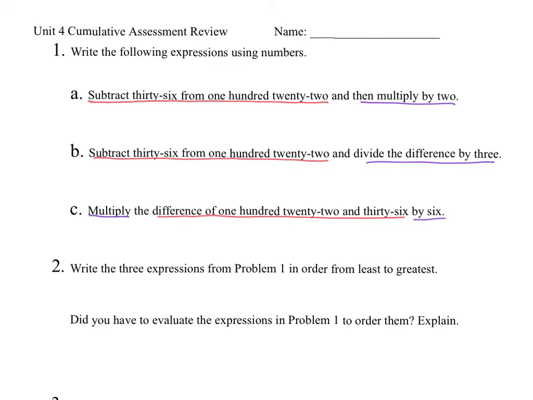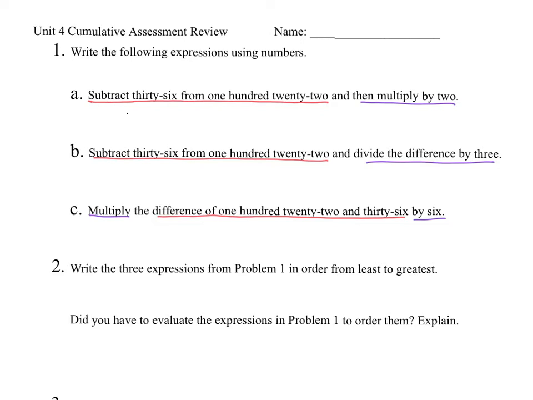Today we are looking at the Unit 4 Cumulative Assessment Review. For number 1, we need to write the following expressions using numbers. We're going to notice a recurring theme here. In A, B, and C it looks like we're going to be subtracting 36 from 122. In B it says subtract 36 from 122, the same thing. And C, though worded differently, still means the same thing, the difference of 122 and 36. So as I go through here, back to A, we'll go through this whole problem.